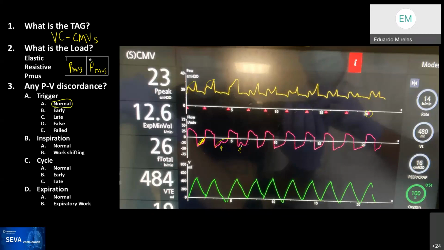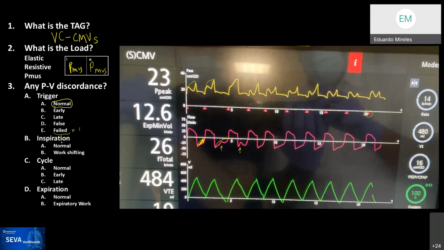Now there's a couple here that missed, where there's evidence of inspiratory effort after expiration. So these are, to me, this one is a failed trigger, and this may be either an early cycle or another failed trigger. So I'm going to call that there's failed trigger ×1 at least.